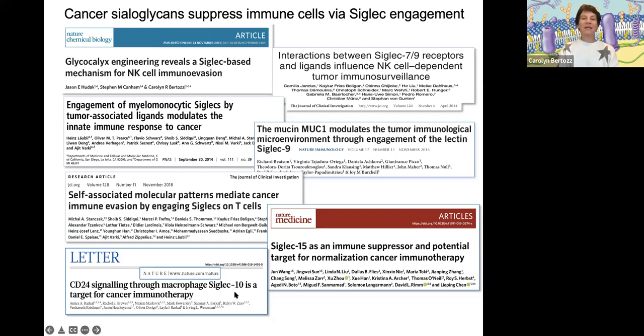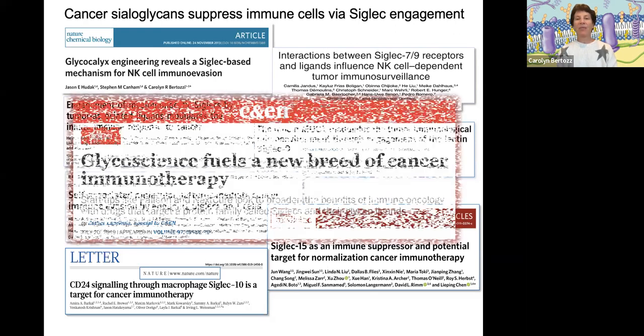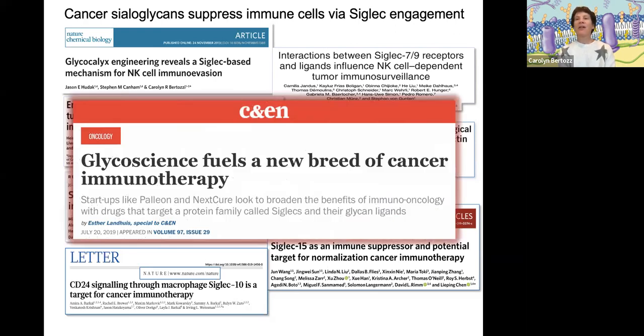And when all of these studies were synthesized and brought together by C&E News in a very nice article back in 2019, it became clear that glycoscience might provide the answer to this question that was open in the field, which is why so many patients don't respond to these first generation immune therapies targeting PD-1 and CTLA-4. It suggested that the Siglecs and their sialoglycan targets might be a new generation of targets that might be more successful for cancer immune therapies.